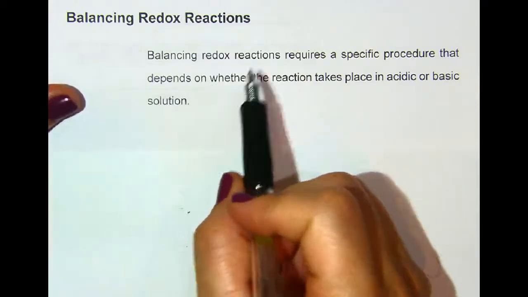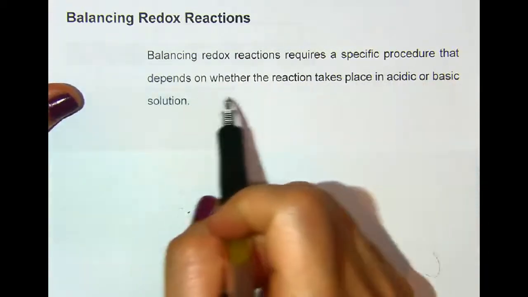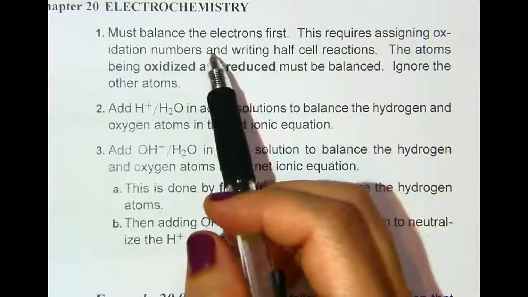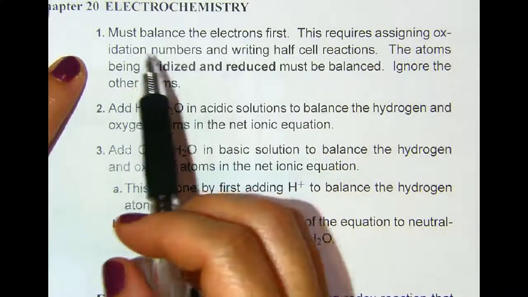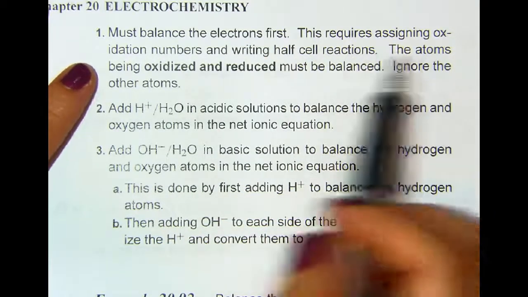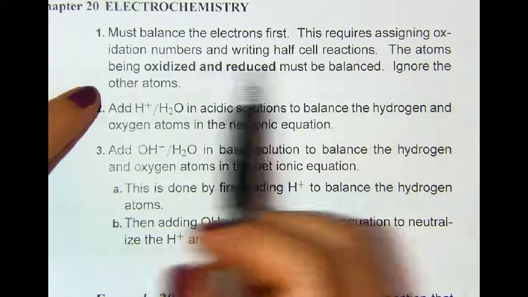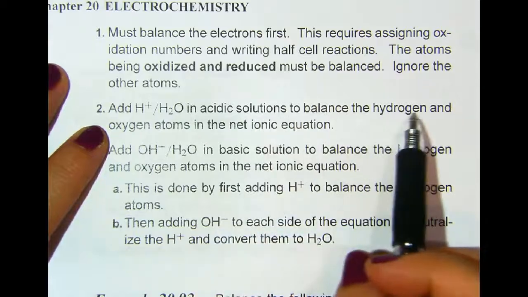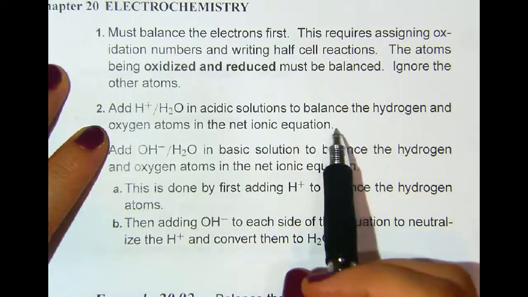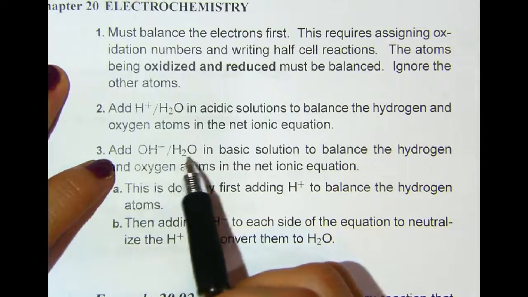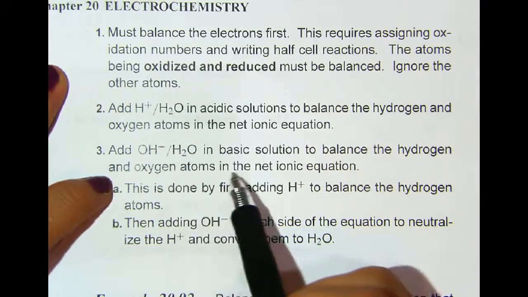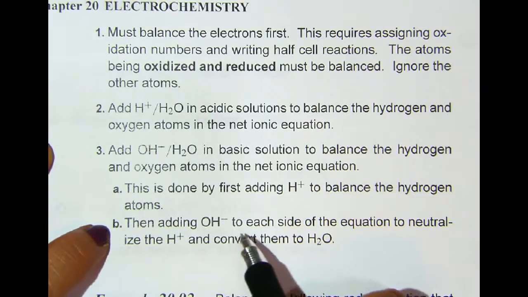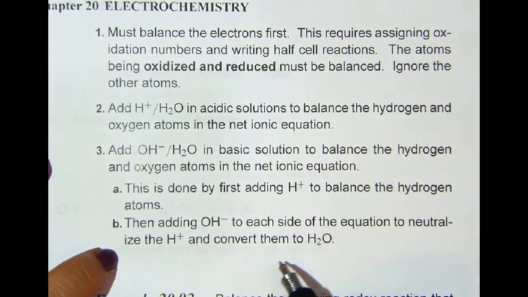Now let's actually get to balancing a redox reaction. It requires a specific procedure that depends on whether the reaction takes place in acidic or basic solution. So we must balance the electrons first, which requires assigning oxidation numbers, writing half-cell reactions, and the atoms being oxidized and reduced must be balanced. Ignore the other atoms. Then we're going to add hydrogen and water in acidic solution to balance the hydrogen and oxygen atoms in the net ionic equation. We're going to add hydroxides and waters in a basic solution to balance the hydrogen and oxygens in the net ionic equation. This is done by first adding hydrogen to balance the hydrogen atoms, then adding the hydroxide to each side to neutralize the hydrogen and convert them to water.